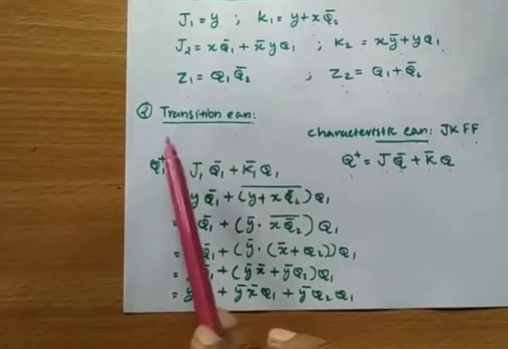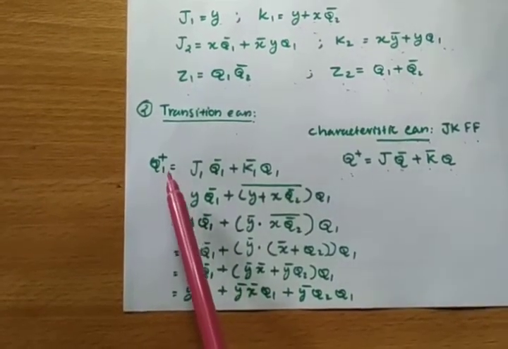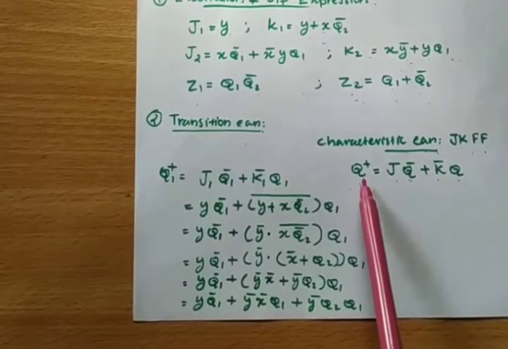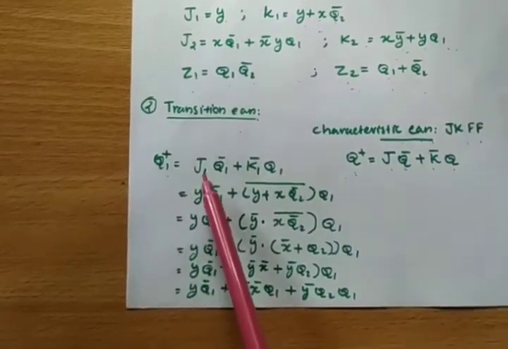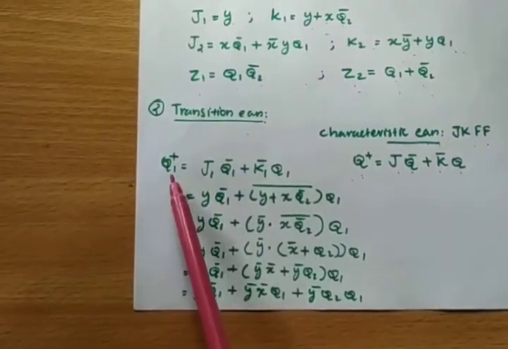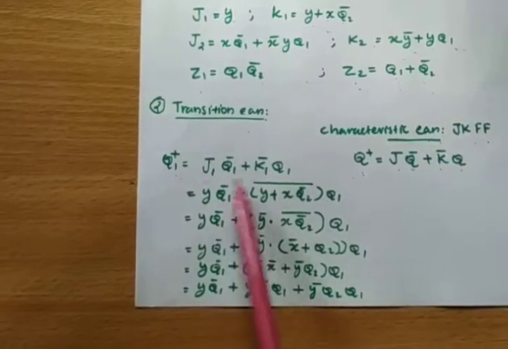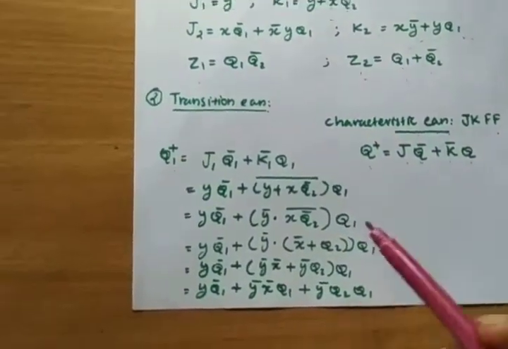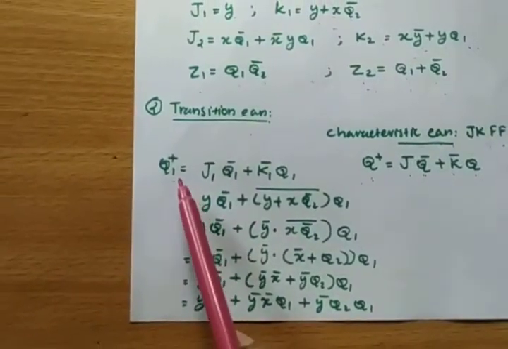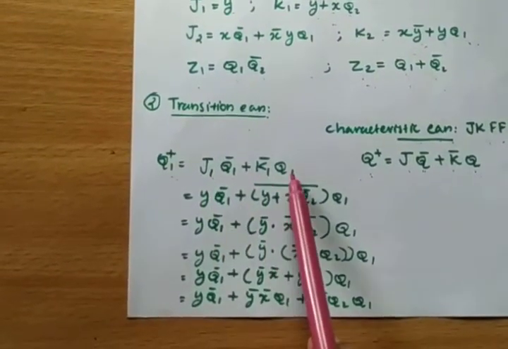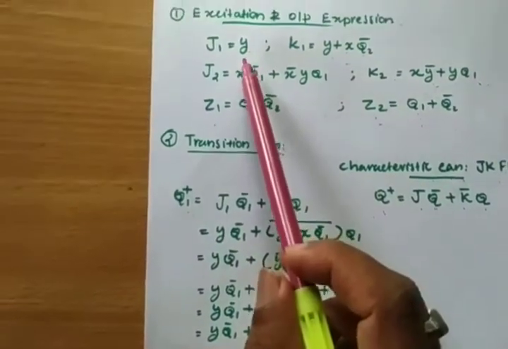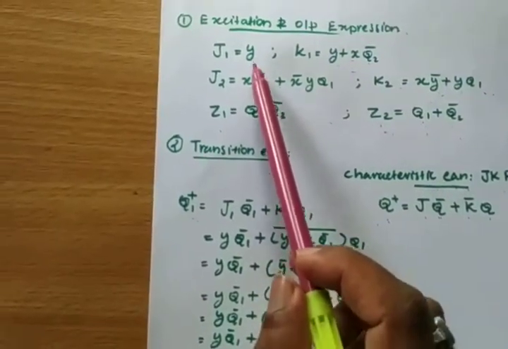So you have to write the transition equation. Here we have Q1 and Q2, two states. So Q1 plus is equal to, for the first flip-flop we are writing the transition equation. Q1 plus equal to J1 Q1 bar plus K1 bar Q1. So you know what is J1? J1 is Y.